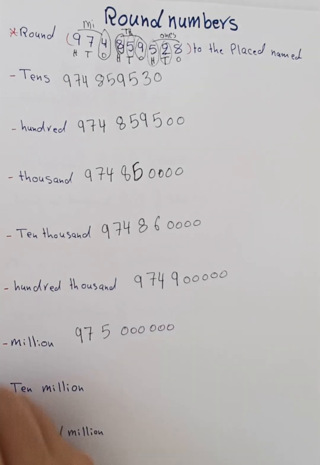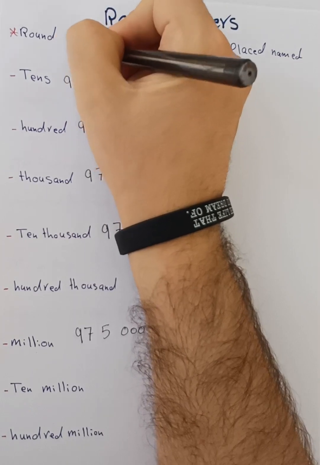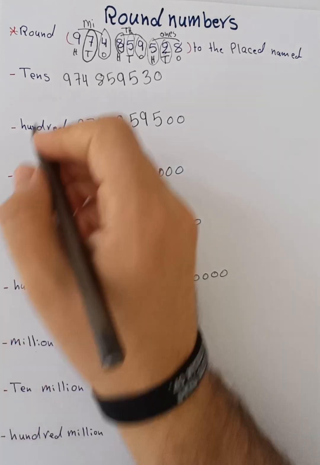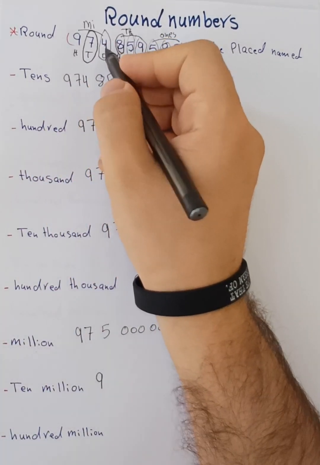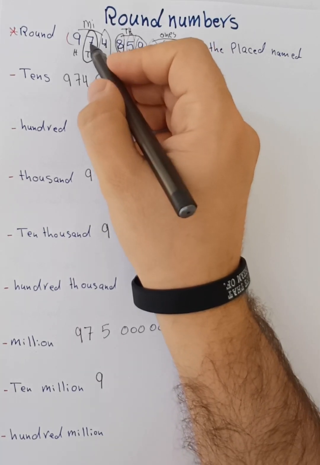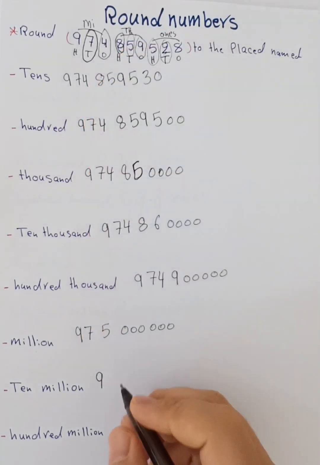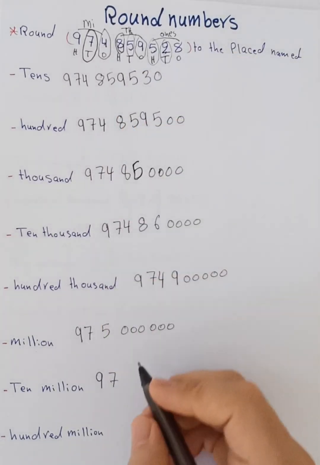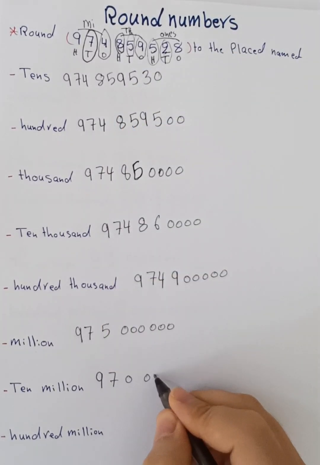After that we have to round 10 million. This is 10 million. Before 10 million we have 9, and after 10 million we have 4. 4 is less than 5, so 7 stays without change, and these 7 numbers become 7 zeros.